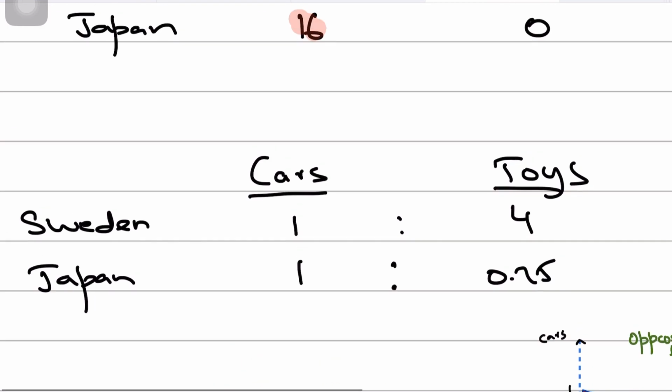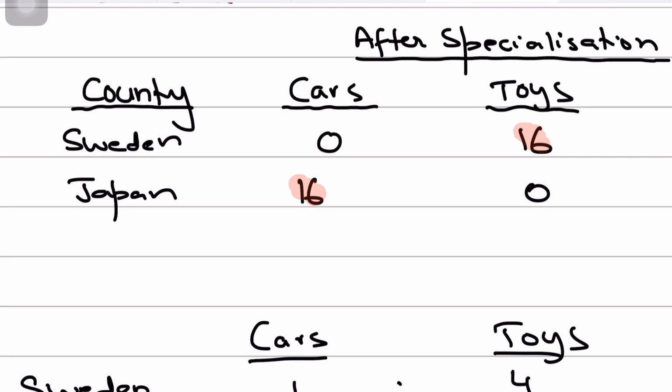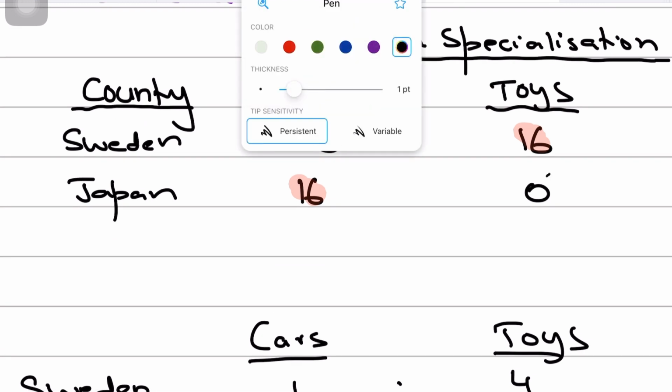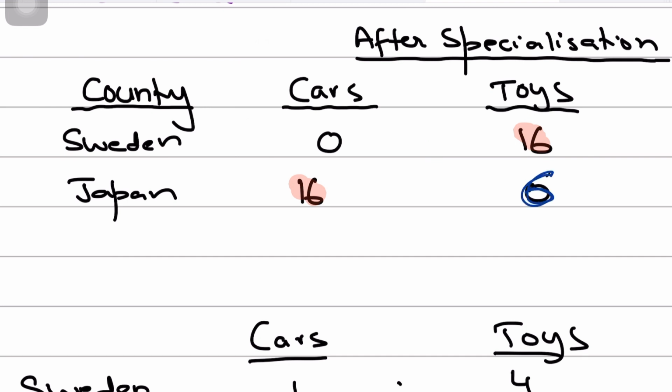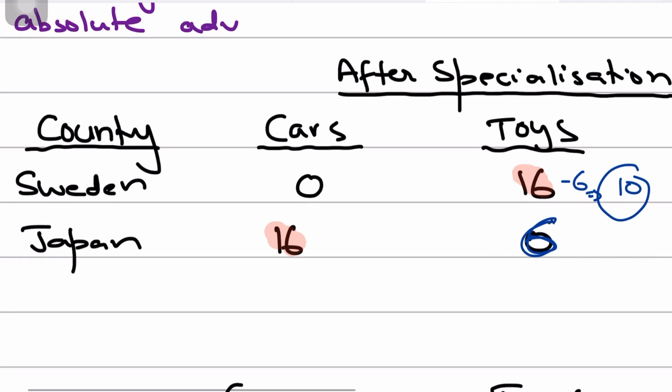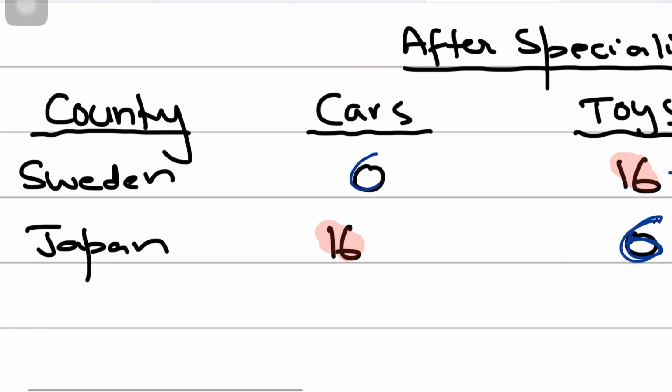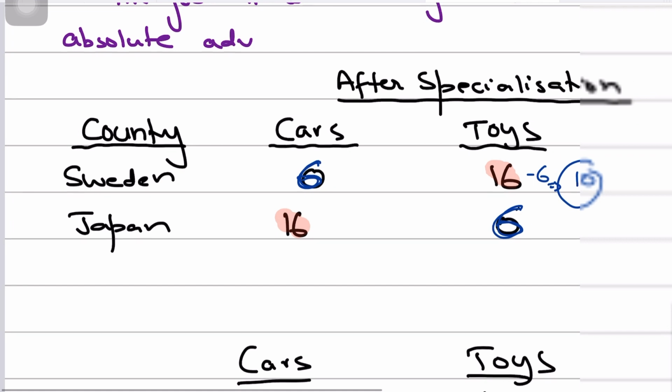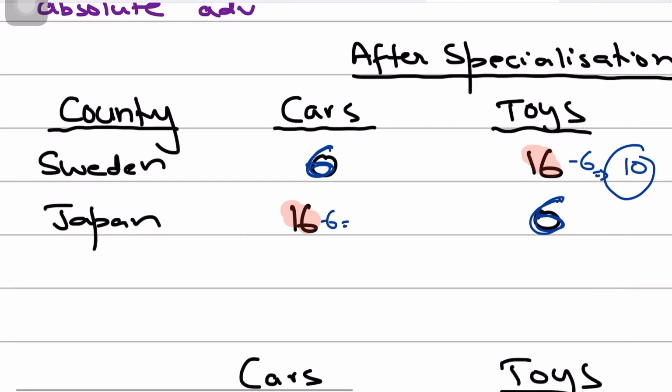I could even write this here as well. So we have now 6 toys for Japan. And if we deduct 6 from here, we have 10 left for Sweden. Since the exchange ratio was 1:1, if Sweden is exporting 6 toys to Japan, then Sweden will definitely import 6 cars from Japan as well. Japan will export 6 cars to Sweden. So we have 6 cars over here, and Japan is now only left with 10 cars, right?